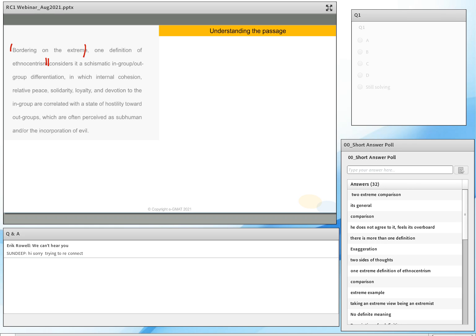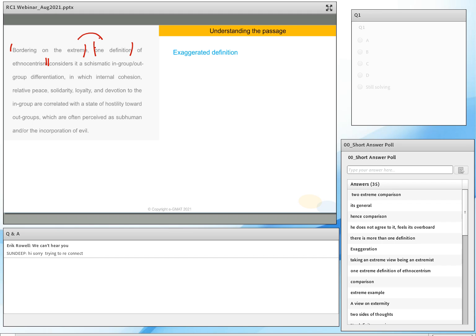Fundamentally, bordering on the extreme is describing this one definition. But what the author is trying to tell us is, hey, this particular definition, it's a little extreme. It's a little out there. It's not your average regular definition. It's somewhat an extreme or exaggerated definition. So that's the first piece of information that you should extract.